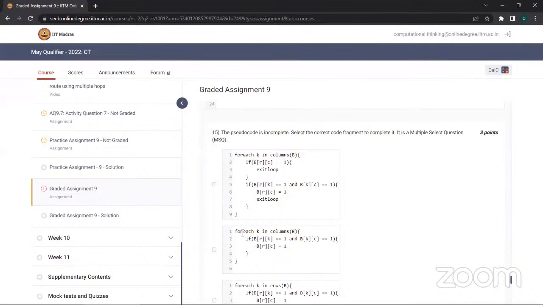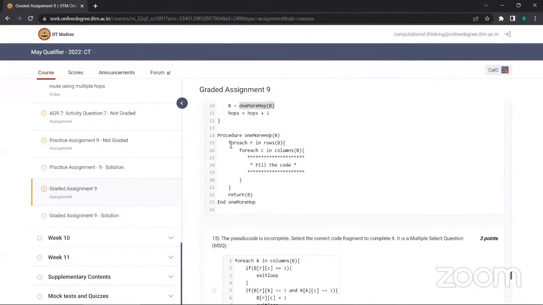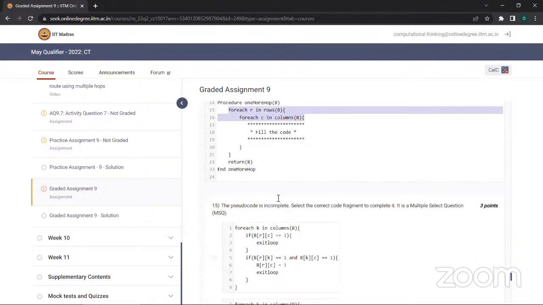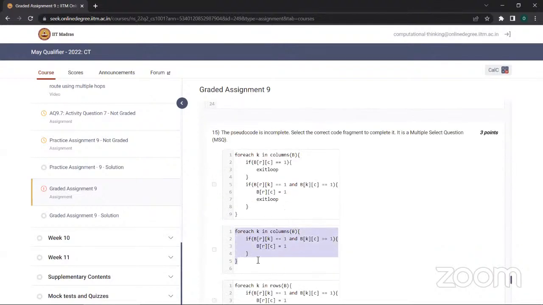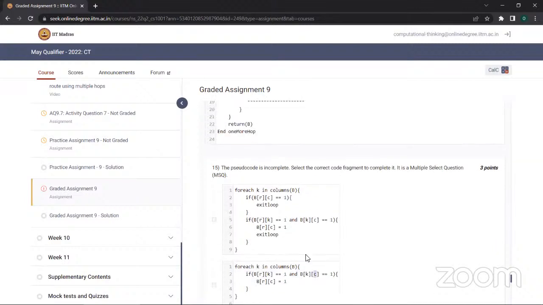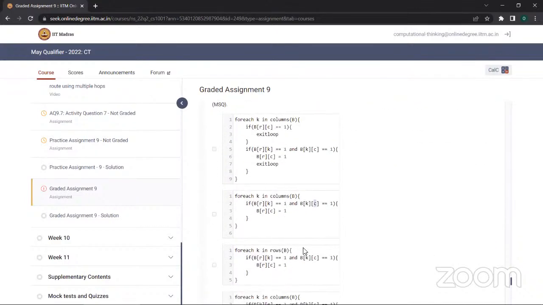Let's take this particular example. These 2 loops are executing, and inside that, let's say this code is executing. So what is happening? We are trying to find a path from R to C, assuming R and C are not connected directly. Then we are trying to find such a K so that there is a path from R to K and there is a path from K to C. That means at station K, you can change the train, and that's how you can reach from R to C.